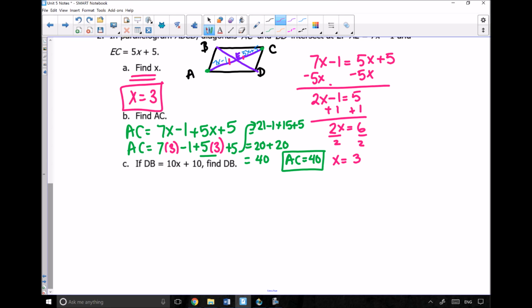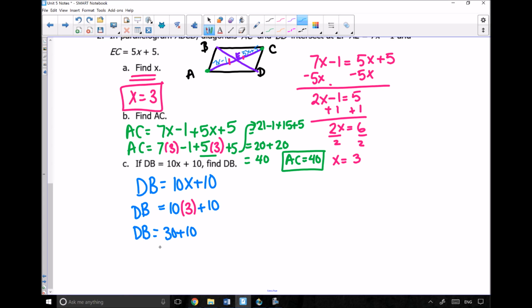And then lastly, it tells us that DB is equal to 10x plus 10. And if DB is equal to 10x plus 10, I can say it's going to be 10 times 3, because again, I know that x is 3. I already solved for x right here. So DB equals 10 times 3 plus 10, which is 30 plus 10. So therefore, DB is going to equal 40.